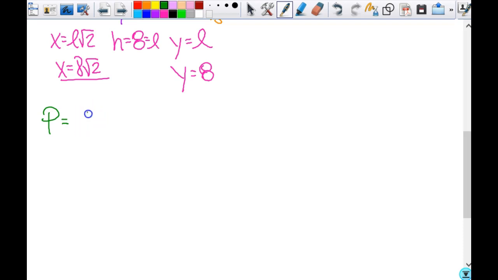I need AB, which is 16, plus BC, which is 8 plus 8 square root of 3, plus AC, which is 8 square root of 2. Now, do I need parentheses around the 8 plus 8 square root of 3? No, I don't need them. I can put them there, like for grouping if that helps you, but they don't really do anything, so it's fine that they're not there.